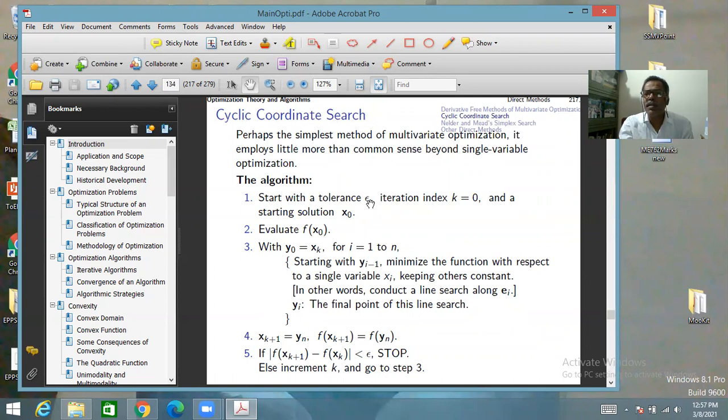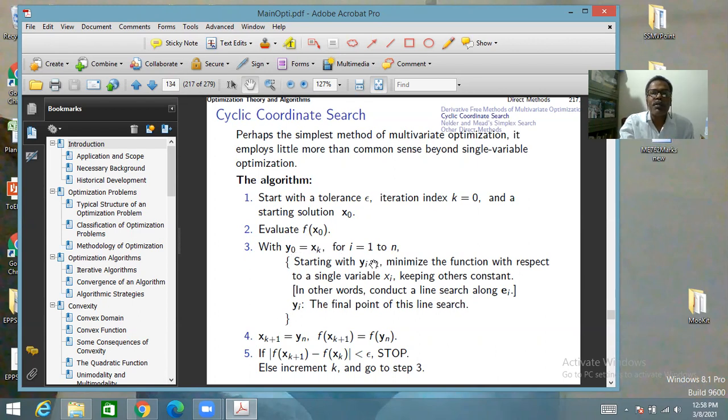You keep a tolerance value, epsilon, and take a starting solution, initial guess, x naught, and k equal to 0, you start the iterations. To begin with, you evaluate the function at the current point, which is right now xk, which is x0, because k equal to 0 to begin with. Then you do not want to damage this xk, so you leave the xk untouched and put it in y naught. Now there are n variables. So on y, you operate n line searches.